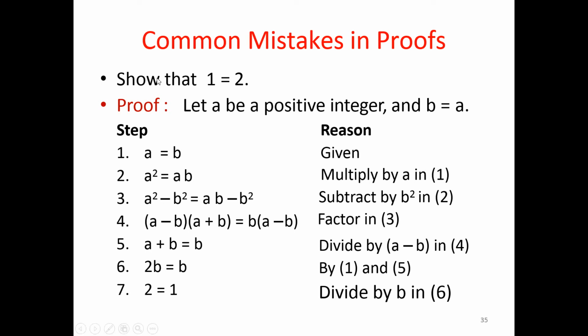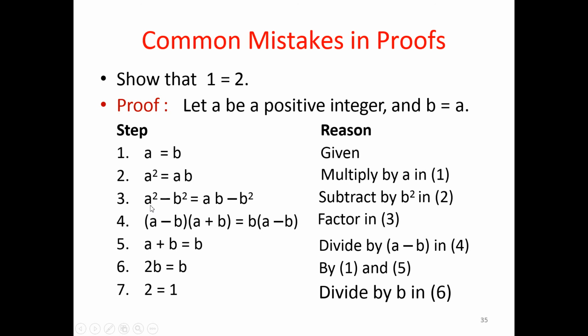Here is an example of a proof which has mistakes but apparently seems fine. The question is: show that 1 is equal to 2. Its proof is given by: let a be a positive integer and b also a positive integer such that b is equal to a. Now a is equal to b implies a square is equal to ab. What we have done is we just multiplied equation 1 by a.